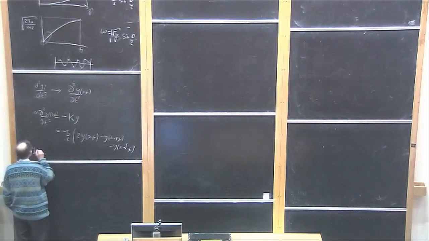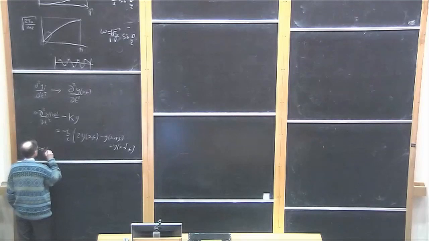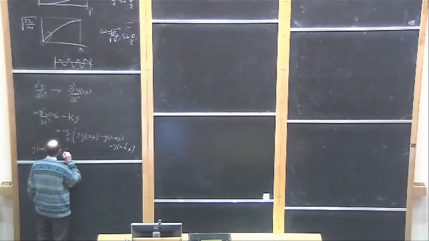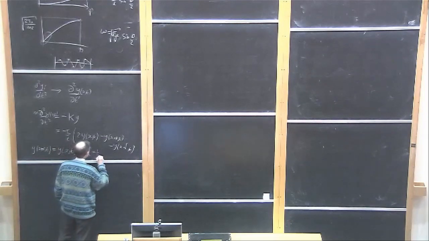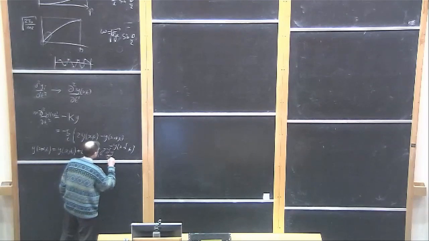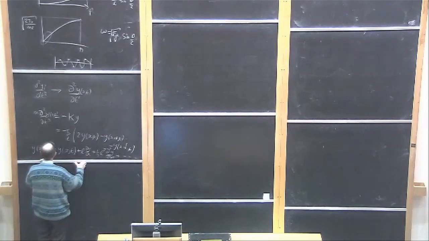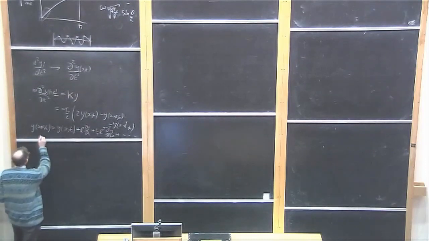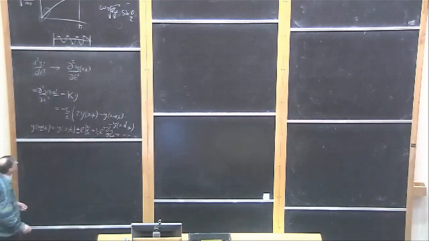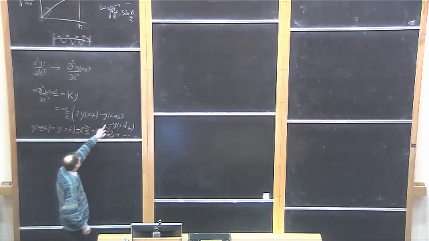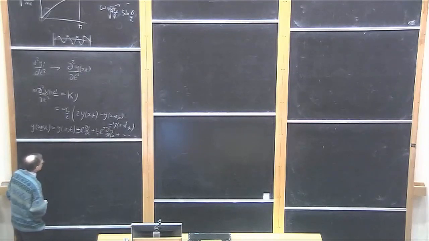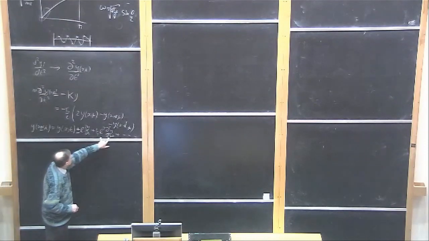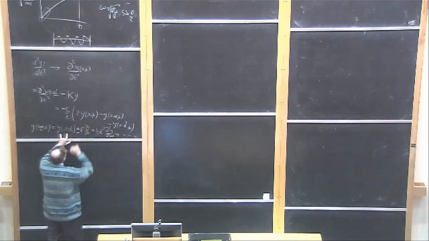So y of x plus L, t is y of x, t plus L dy by dx plus a half L squared d2y by dx squared plus higher order terms in principle. And exactly the same thing will work with x minus L, except we get a minus there. So when I add together this y of x plus L, t and y of x minus L, t, this term cancels. And I get twice this and twice this. But twice the y term is cancelled by the leading term.